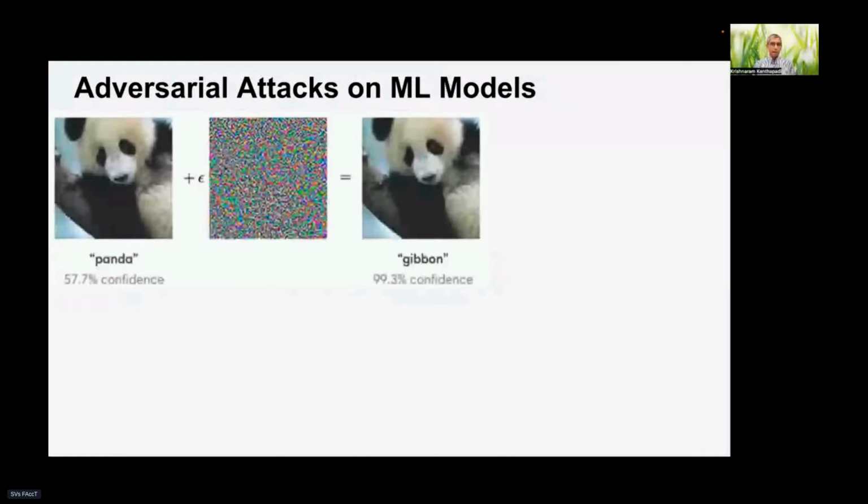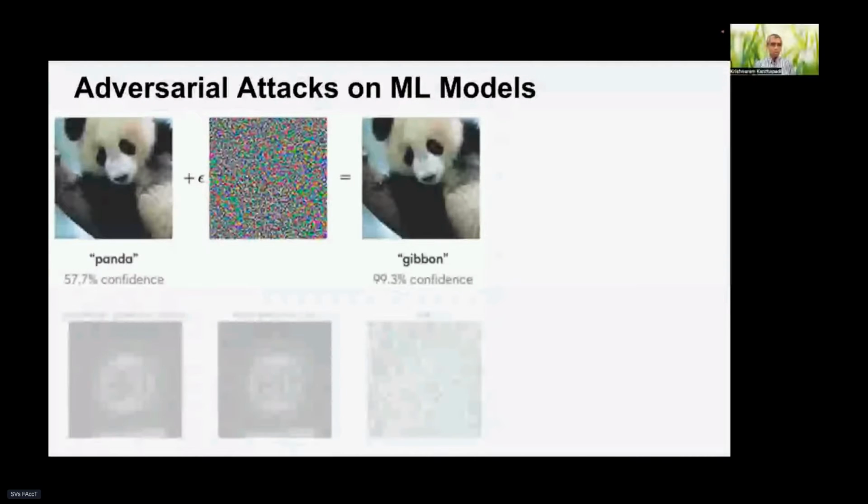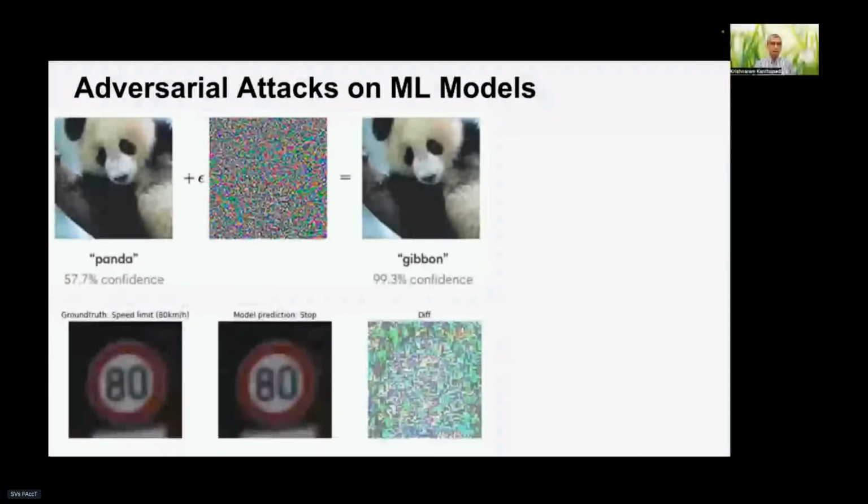Perhaps this may not be as concerning, but as these models are getting used more and more in critical applications, for example, in autonomous driving settings, these become problematic. Here is an example where the ground truth is the speed limit sign shown on the left, and the model, after a small amount of noise is added to the input, predicts that it's a stop sign.